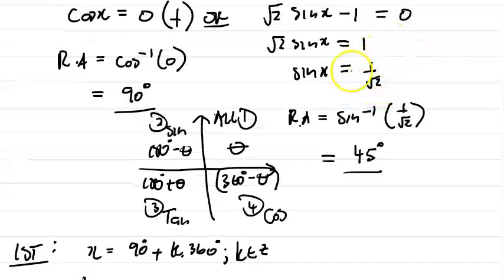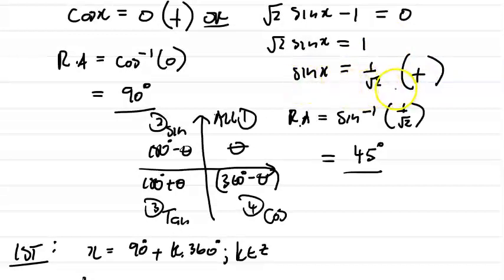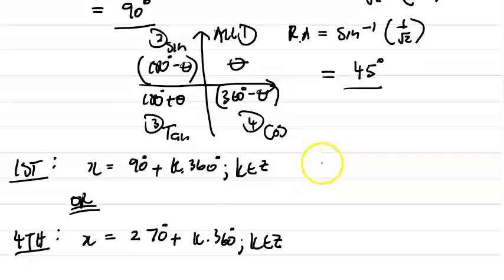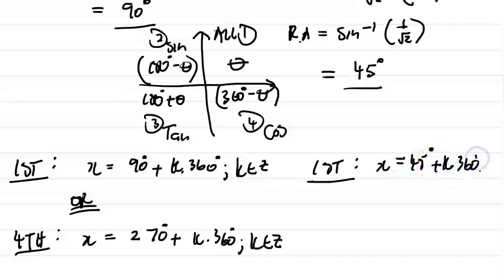Remember now that 1 over root 2 is a positive value once again. So we need to look at where sin is positive. Now sin is positive in the first and the second quadrant, so we need to use the following formulas. Remember, your reference angle is 45 degrees. So for this question, in the first quadrant, your reference angle is 45, so x equals 45 degrees plus k dot 360.